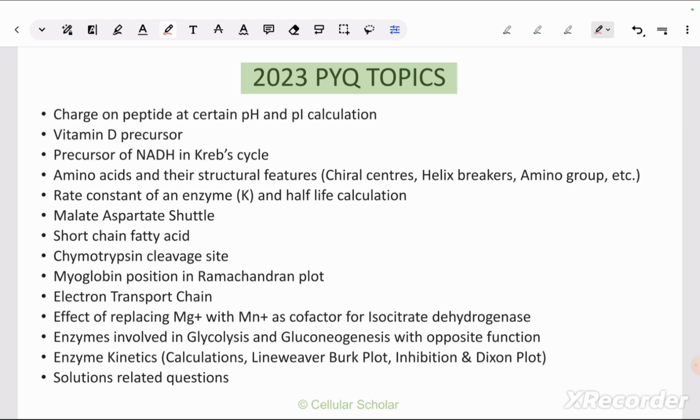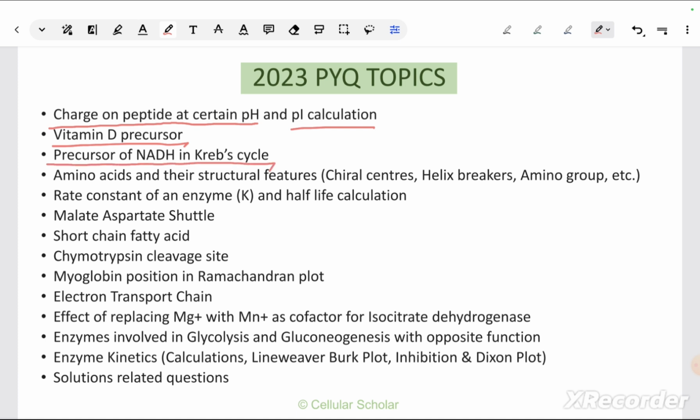So starting from biochemistry, you have to know how to calculate the charge on a peptide at a certain pH and pI calculation, because it is very frequently asked. They ask about pI calculation, charge calculation, and for a charged amino acid they can ask you to calculate its pI, so you should also know that. They asked about the vitamin D precursor, so along with this you should also know about all the vitamins and the cofactors they donate, and also about the precursor of NADH in the Krebs cycle.